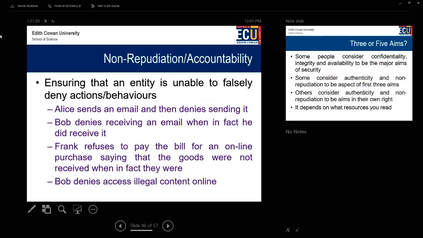What is non-repudiation and accountability? Ensuring that an entity is unable to falsely deny an action. For example, if Alice sends an email and then denies sending it, it's a compromise on accountability. If Bob denies receiving an email when in fact he did receive it, or if I send you an email and you say that you have not received it, there should be a mechanism that tells me that yes, you have received that email. Frank refuses to pay the bill for an online purchase, saying that the goods were not received when in fact they were. And Bob denies accessing illegal content online. So these are a few examples of non-repudiation and accountability.